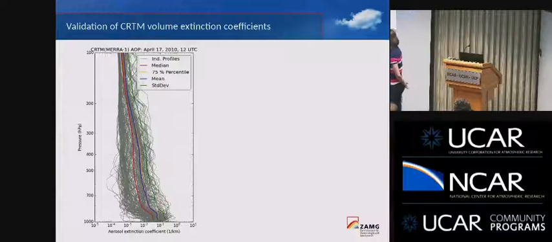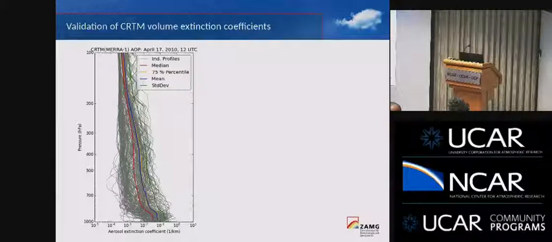I plotted the median in red, the mean in blue, and to get a better idea about the variability, the 75th percentile and the standard deviation. And what you clearly see already in this plot is that there are lots of outlier profiles. So the difference between the median, the red line, and the mean, the blue line, can be pretty large more or less everywhere over the entire vertical domain.